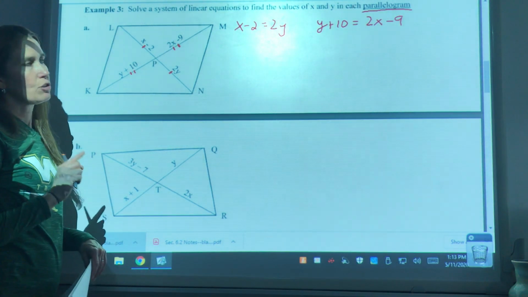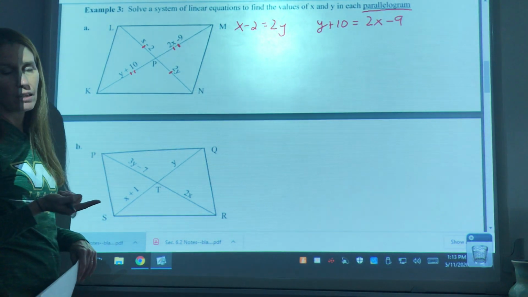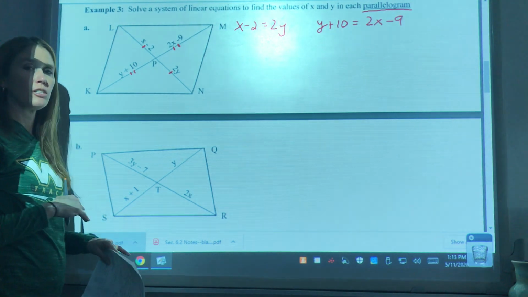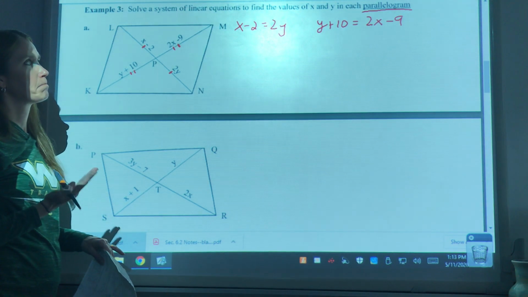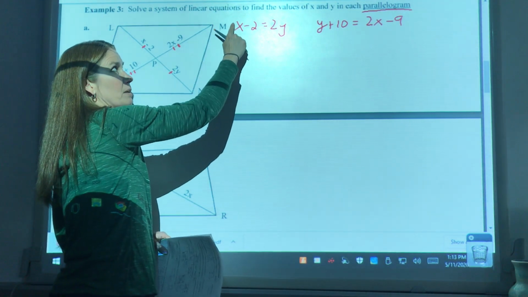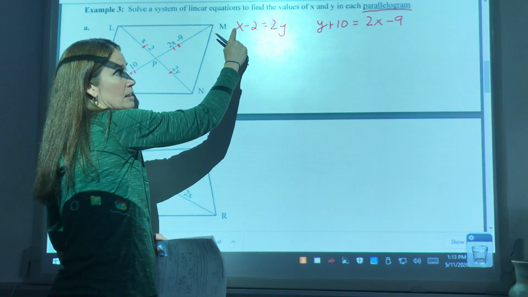If you're going to use substitution, you need to get one of the variables by itself. It doesn't matter which one. Technically, it doesn't matter. Just sometimes some are easier to get by themselves than others. Okay, so I'm choosing to get this x by itself because there's a 1 in front, so it's easier to deal with.